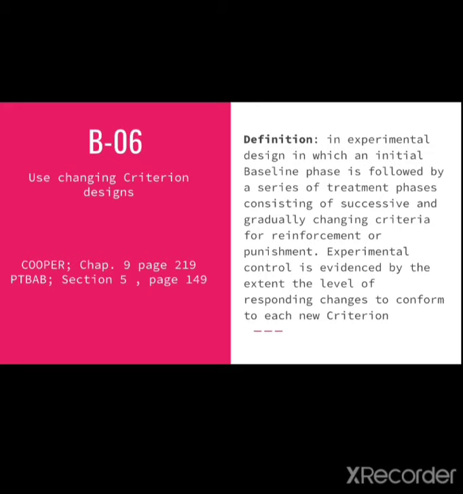B-06, use changing criterion designs. This design in experimental designs is in which initial baseline is followed by a series of treatment phases consisting of successive and gradually changing criteria for reinforcement or punishment. Experimental control is evidenced by the extent the level of responding changes to conform to each new criterion. So when they meet the criterion, you notice that they're gaining experimental control. You can also check in with experimental control by reversing to the previous criterion and then quickly reversing back to the current criterion, and that's another way to gain experimental control.